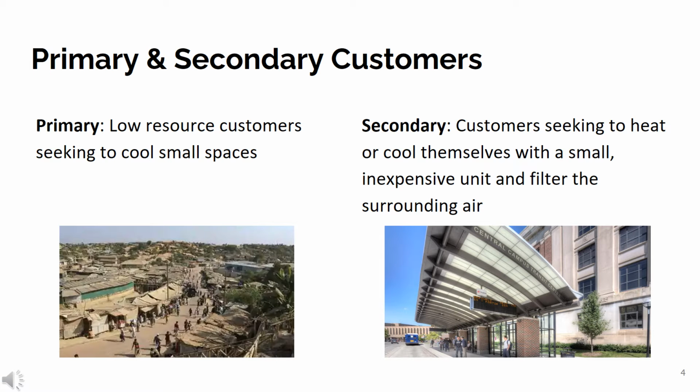The primary customer is any low-resource person hoping to cool small spaces. The secondary customer is anyone looking for an inexpensive way to regulate the temperature of a small space. The team also brainstormed that it could be used at the central bus hub on campus to keep students warm or cool, and even have a filtration system to fight against COVID or other diseases.